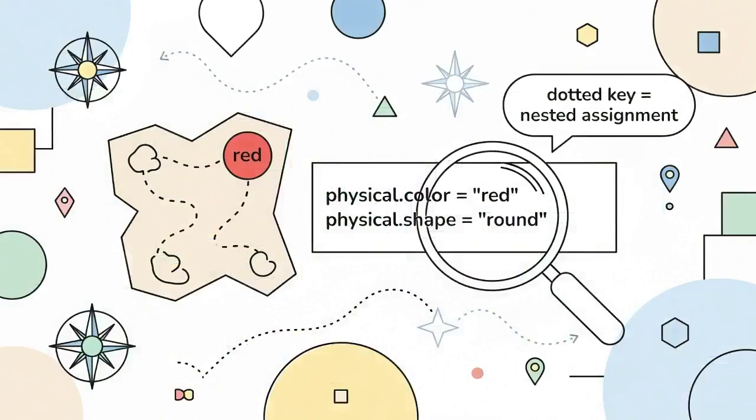For tighter groupings, TOML gives you dotted keys, a way to assign a value deep into a structure without opening a new section. Writing physical.color equals red is exactly the same as creating a physical table and putting color red inside it. It keeps short, related settings compact and readable on a single line.